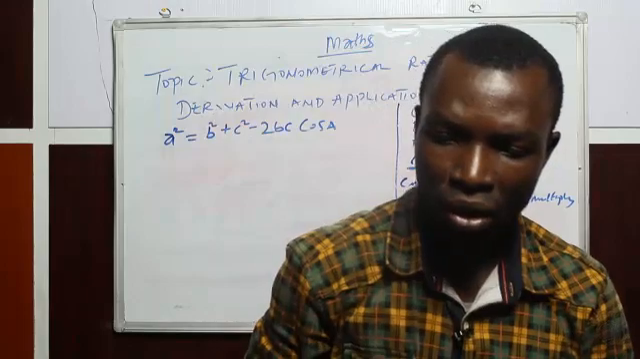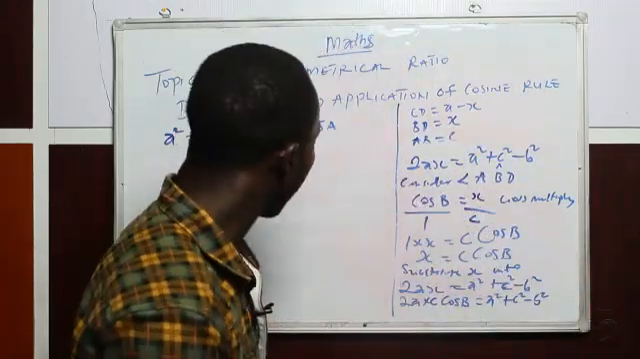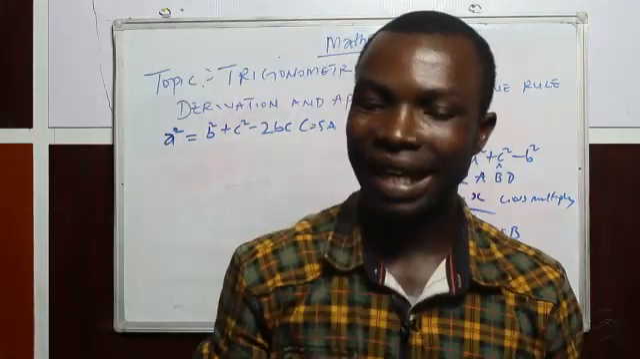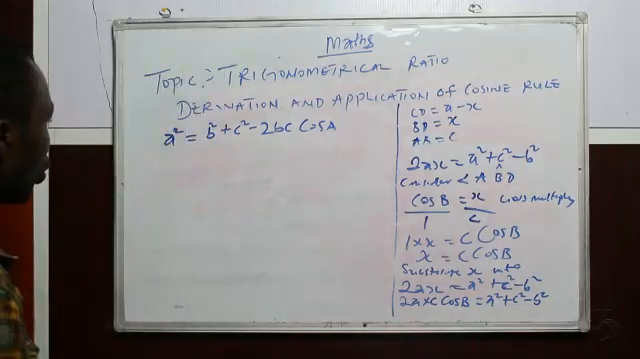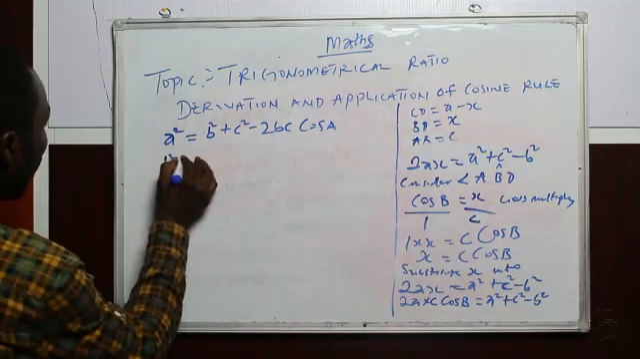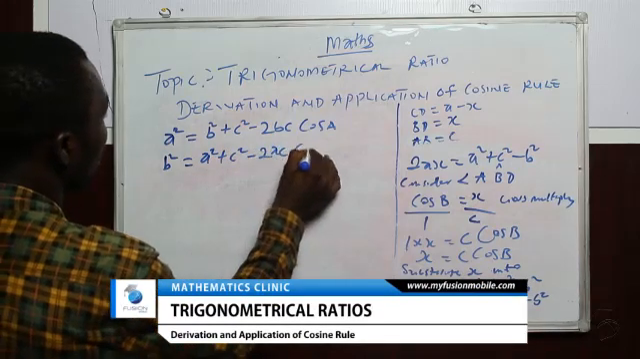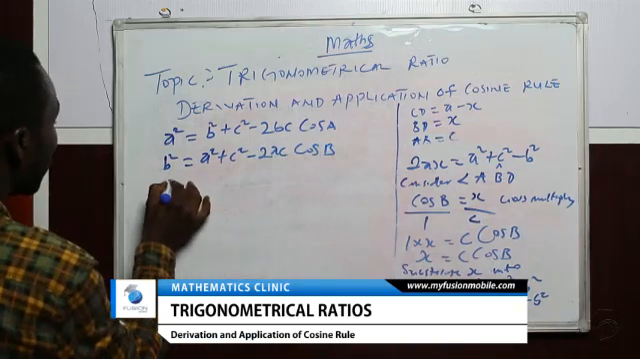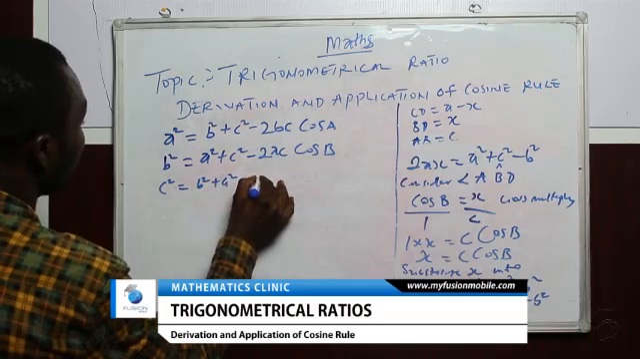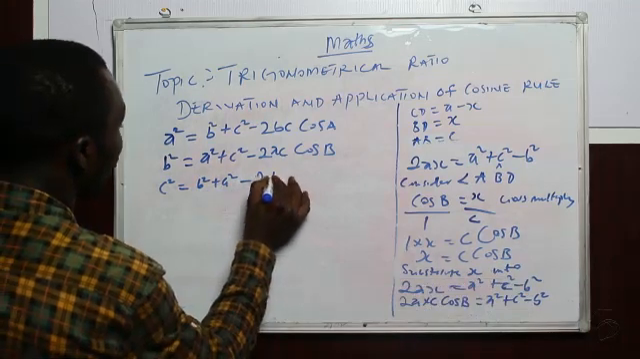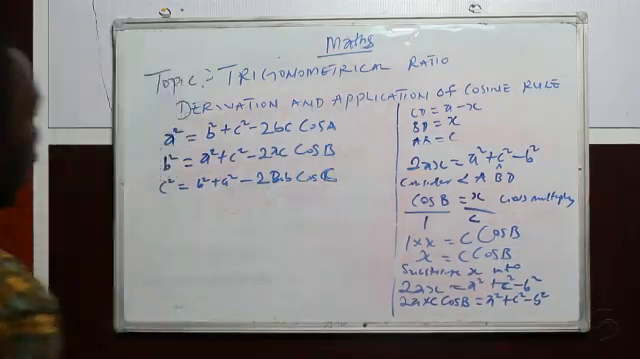A squared is equal to b squared plus c squared minus 2bc cos A. That's how we can find our side of a in cosine rule. So also you can use b squared is equal to a squared plus c squared minus 2ac cos B. Also, c squared equal to b squared plus a squared minus 2ab cos C. So that's how we can find our side.